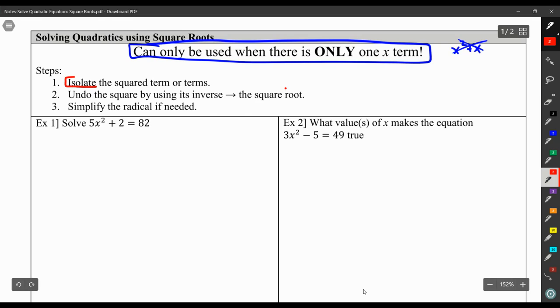First, you need to isolate the squared term or terms. Whatever is squared, get it by itself. Then you're going to undo the square by using its inverse, which is the square root. Just like addition and subtraction, square roots and squares are inverses of each other. Step 3 is simplifying the radical if you need.